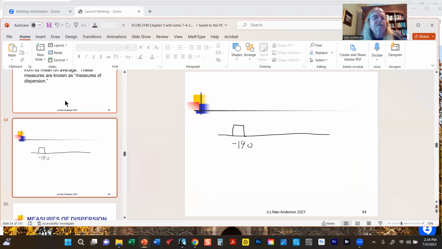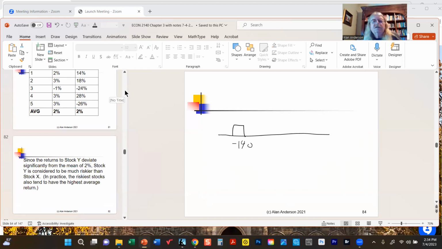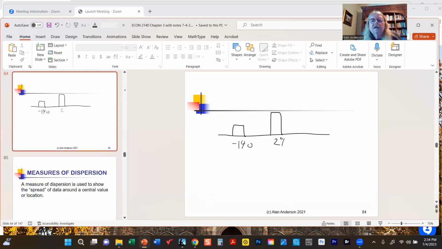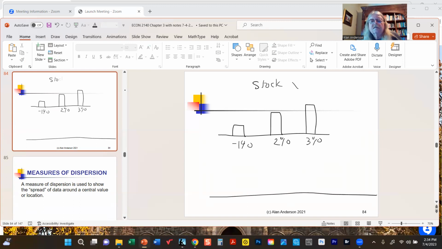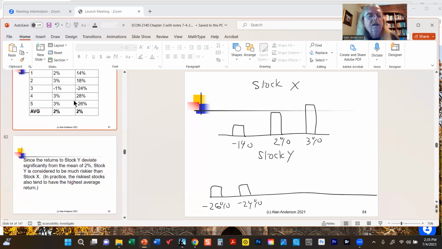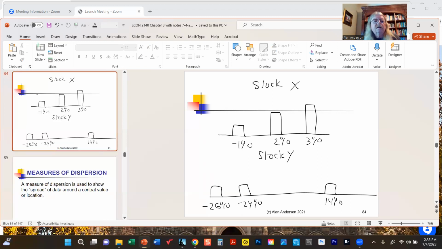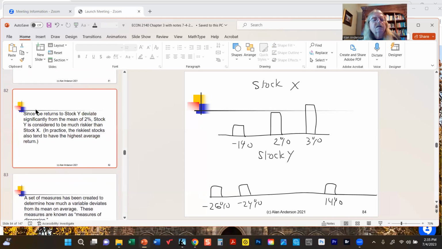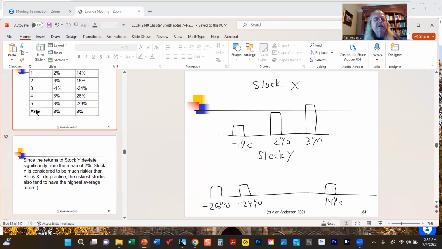What do we have in here? -1, 2, and some 3s. Whereas the second stock, oh my God, we were all over the place. Okay, -26, -24, +14, +18, and 28. Wow.